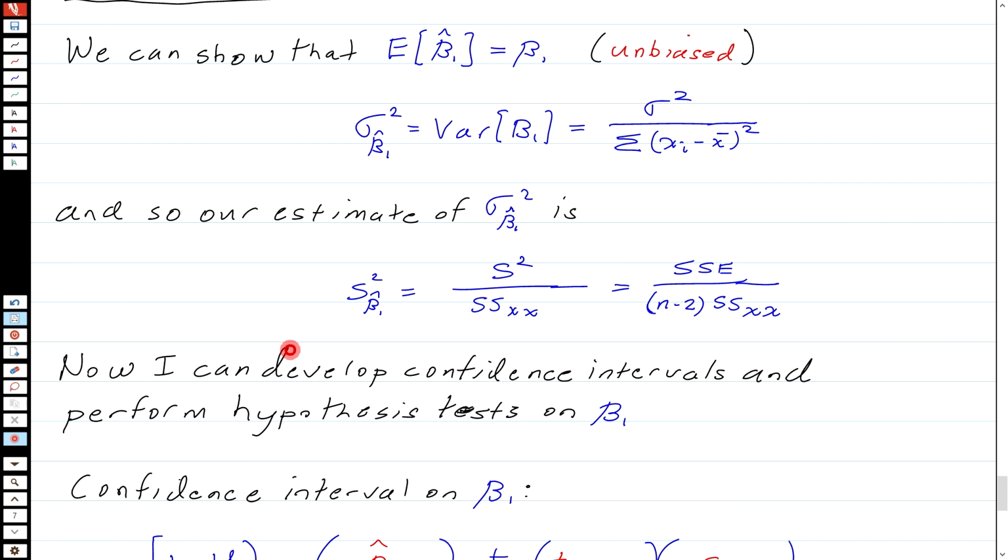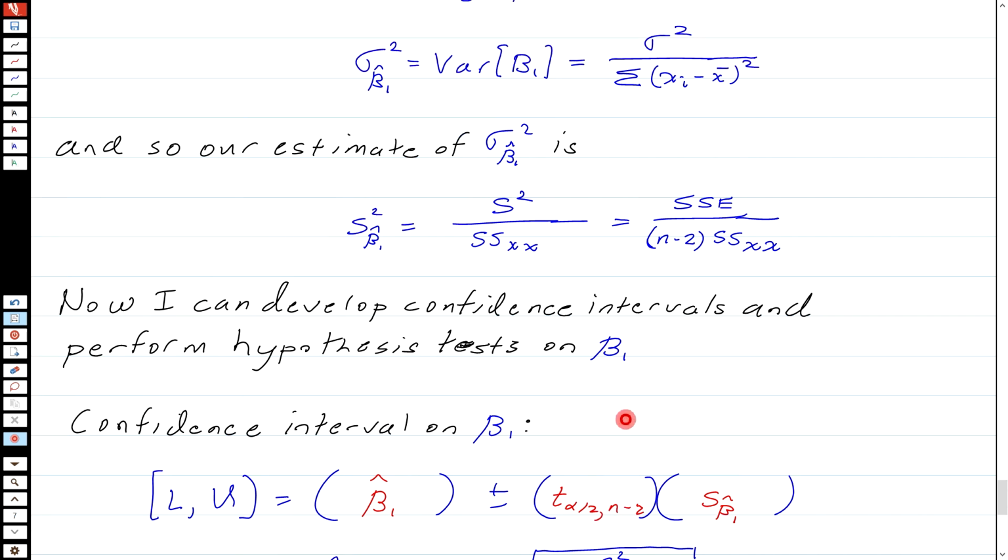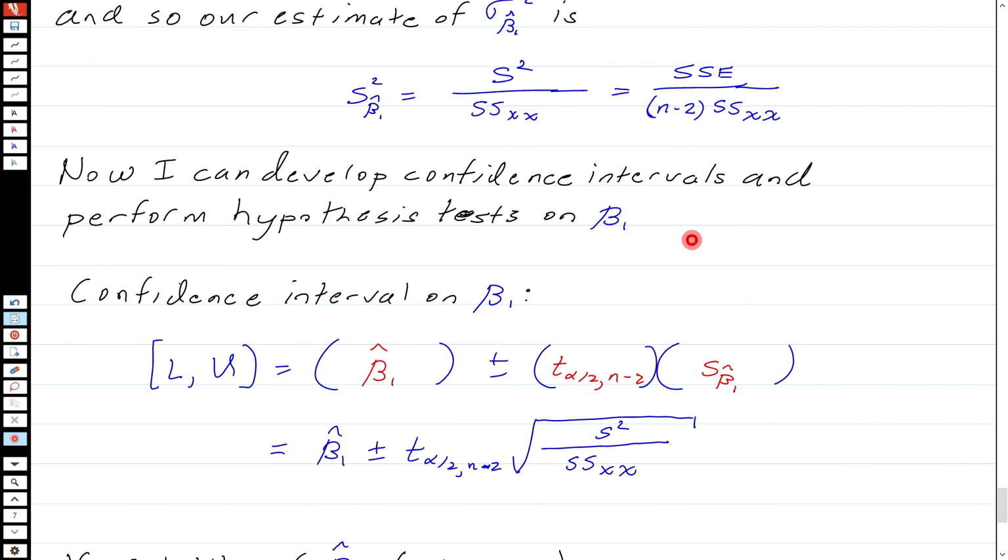Once we have that, we can now develop confidence intervals and perform hypothesis tests on beta 1. For example, a confidence interval on beta 1 is the usual LU equals something plus or minus something times something. We don't know the true variance, so we're going to use t here. This is a two-sided confidence interval, so this will be alpha by 2. The computation of the sample variance involves a denominator of n minus 2, so we lose 2 degrees of freedom. So the number of degrees of freedom here is n minus 2.